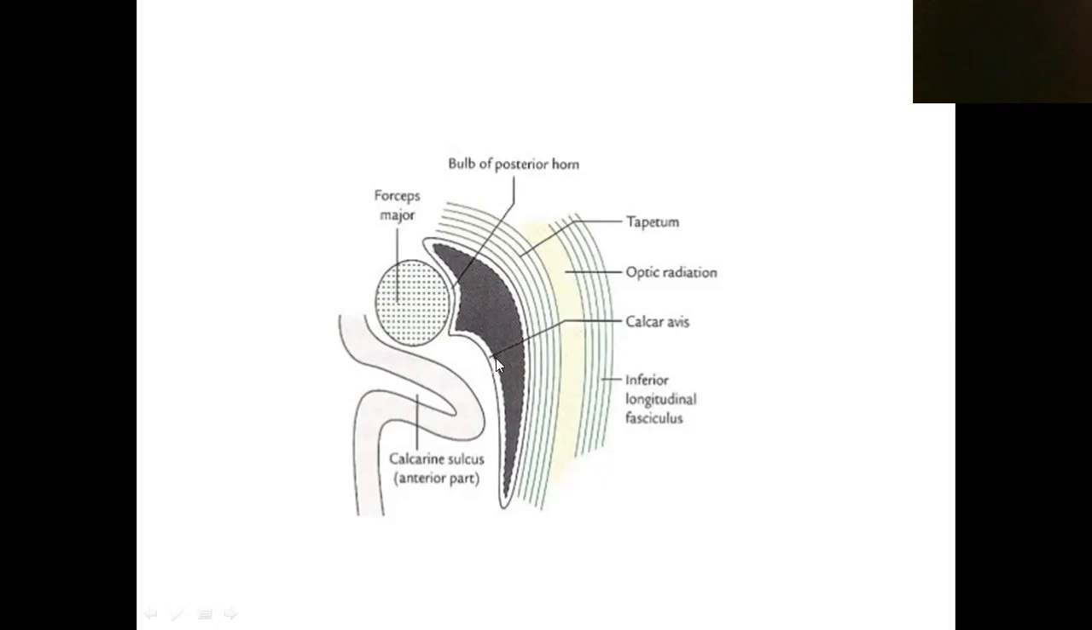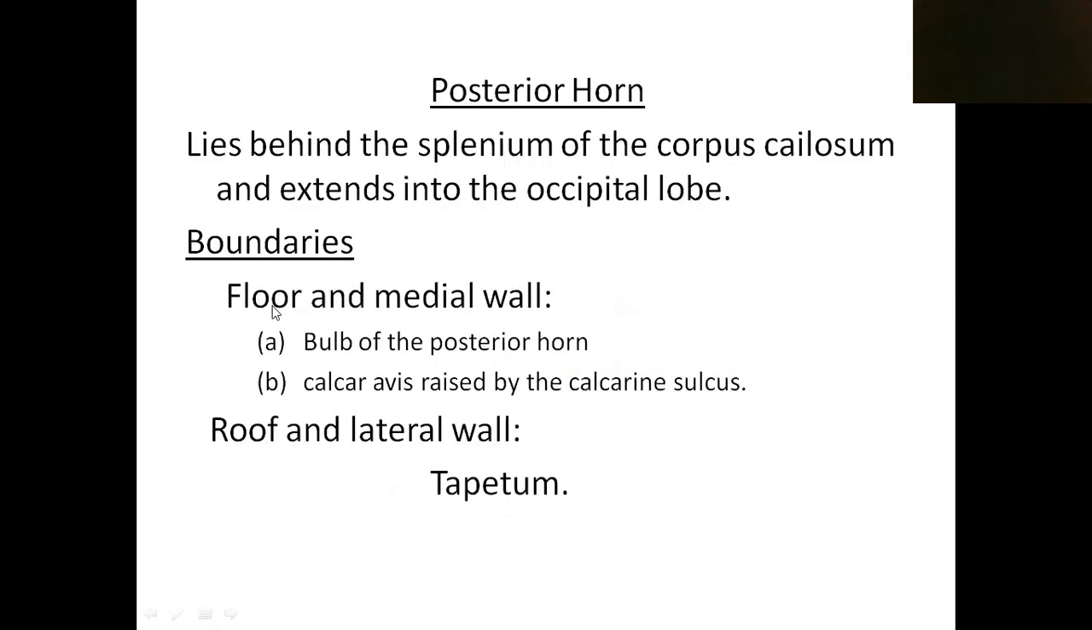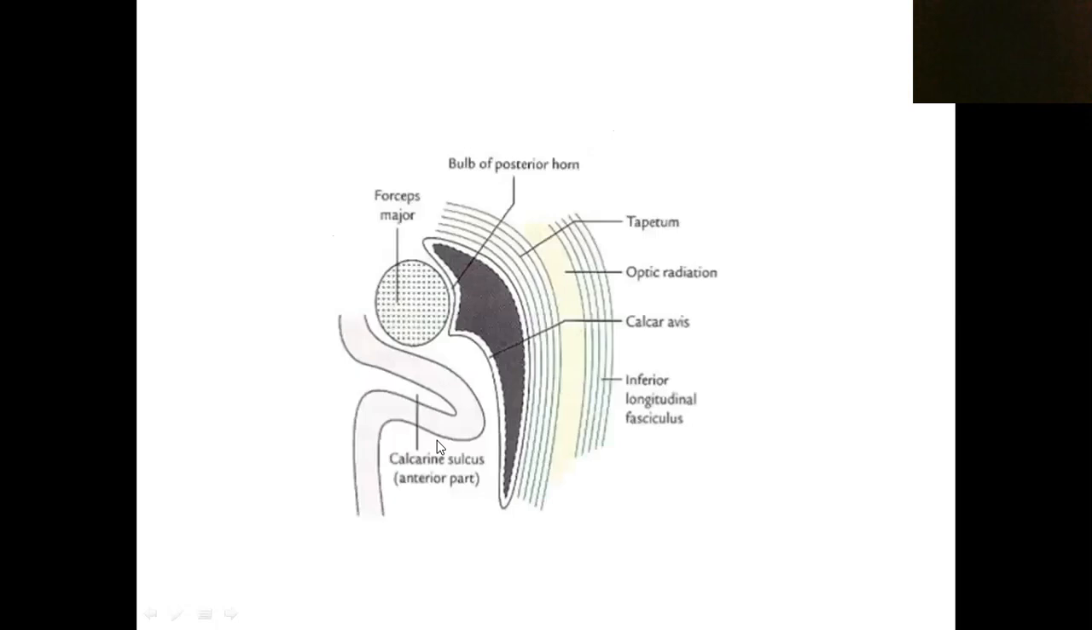The floor has two bulgings. See this one, the bulb of the posterior horn. This one, calcar avis. So the floor is formed by these two bulgings. The roof is formed by the tapetum. I told you it is a slit-like space, so it only has roof and floor. So the floor is formed by the bulb of the posterior horn and calcar avis. The roof is formed by the tapetum.